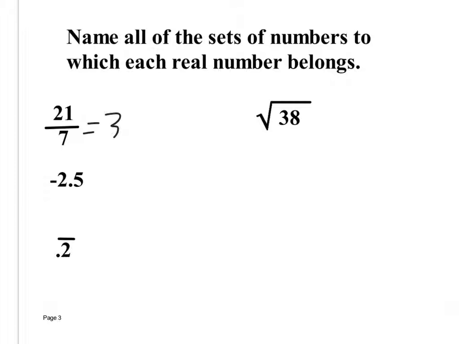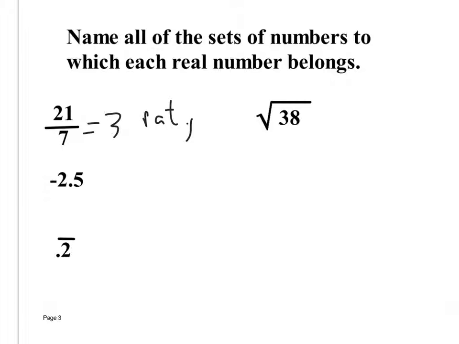Right? The question you should always ask at the beginning is, can this be written as a fraction? Can 21/7 be written as a fraction? It is a fraction, so I'm going to call it a rational number. It belongs to rational. Now I'm going to abbreviate and just leave it as rat. You can write out rational if you want, or you can leave it as rat. We both know it's a rational number.